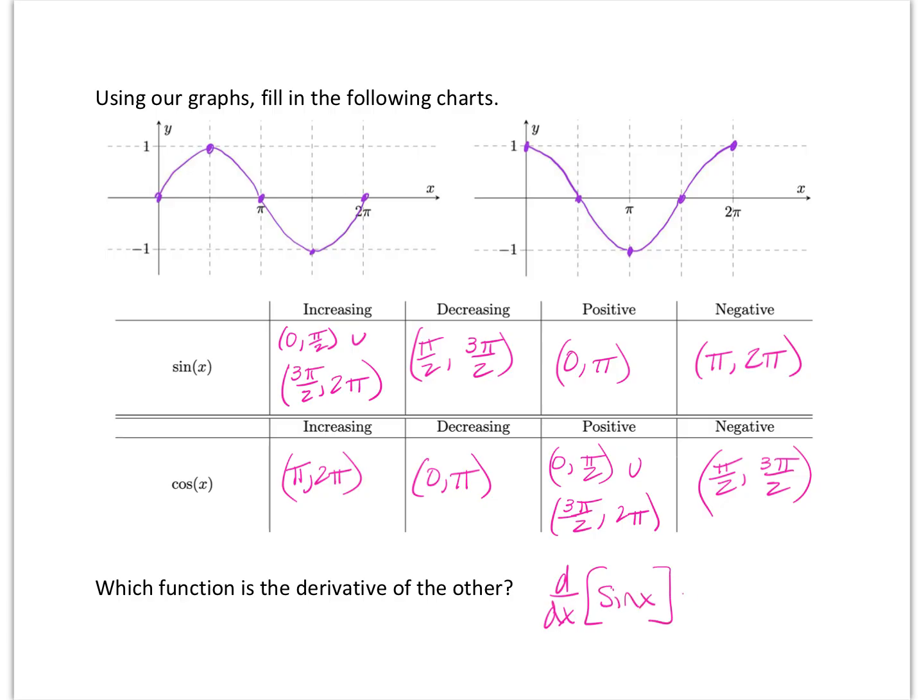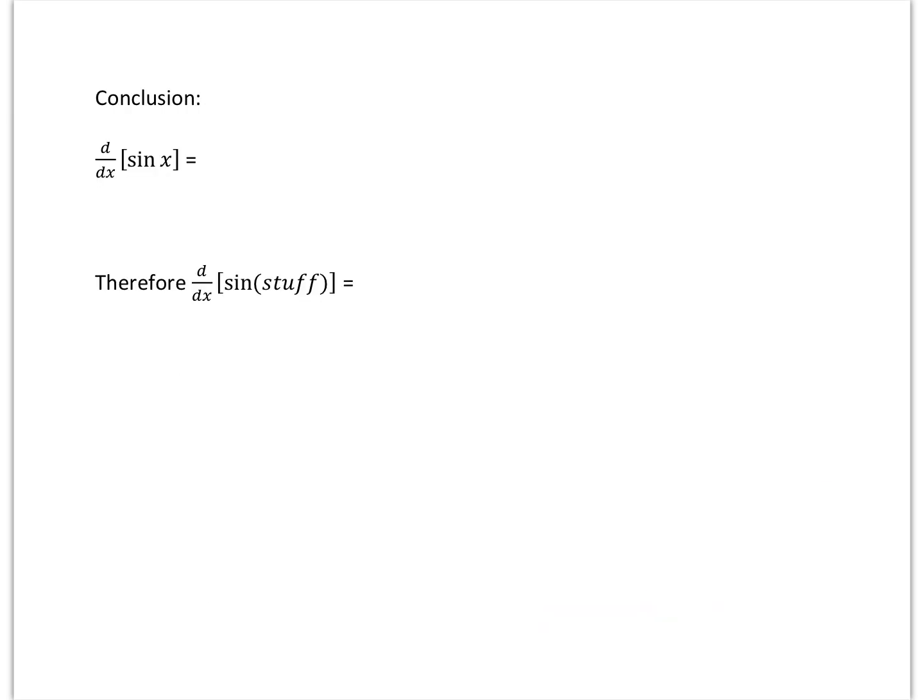So the derivative of sine has to be cosine. Let's write out our formal conclusion. The derivative of the sine of x is the cosine of x, which means we have a chain rule version of this rule. The derivative of the sine of some stuff would be the cosine of the stuff times the derivative of the stuff.